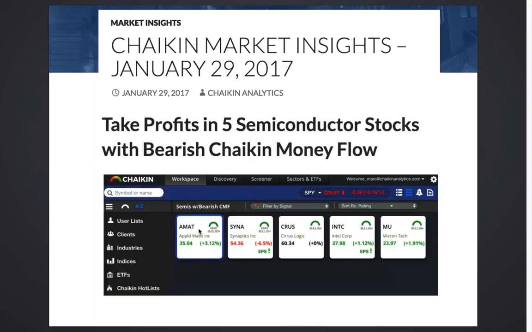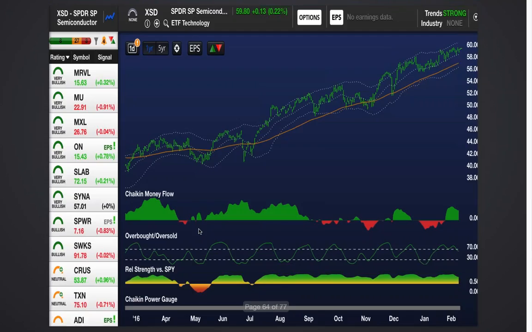Now, those of you who follow the market and tech stocks know that semiconductors have actually been making new highs. This is the XSD, the Spider Semiconductor ETF.